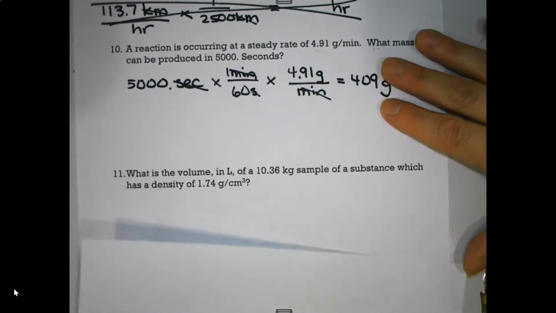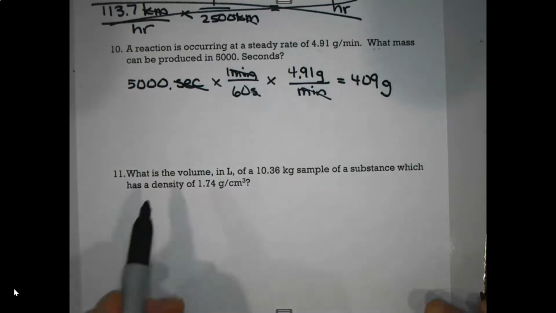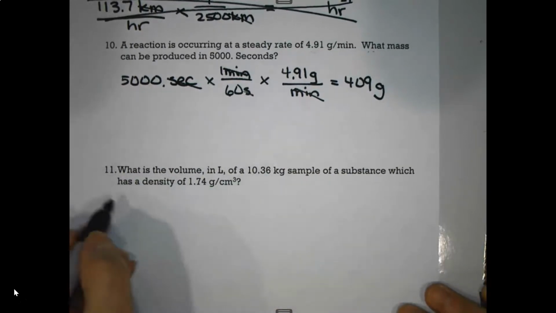Okay, last one. What is the volume in liters of a 10.36 kilogram sample of a substance which has a density of 1.74 grams per centimeter cubed? Okay, what's the volume of a 10.36 kilogram sample? There's your question. What's the density for? A conversion factor. So again, this obviously came from measurement and stuff, so we're going to use this for sig figs. But I'm going to start with the mass.